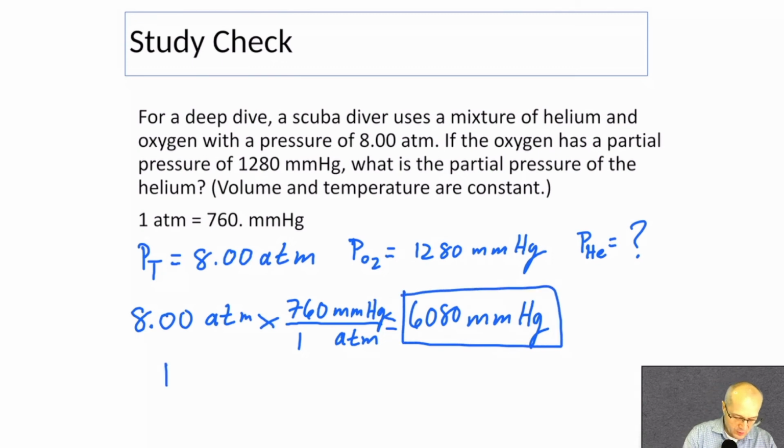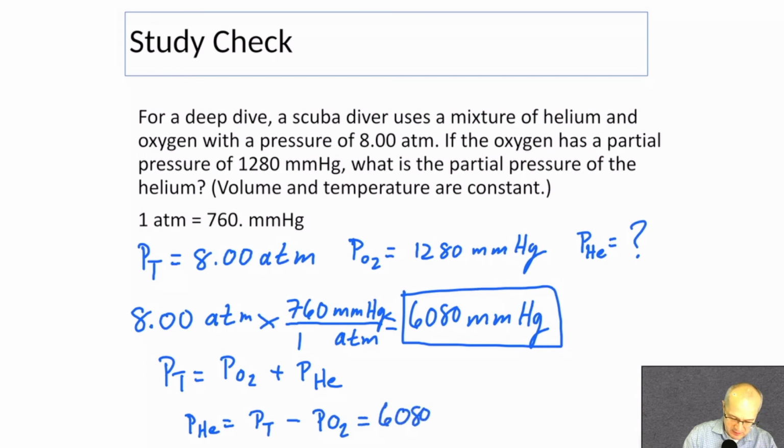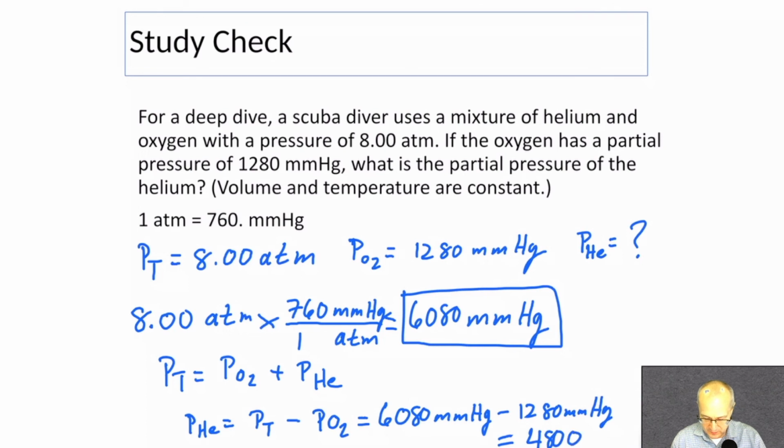P total equals PO2 plus P helium, right? He. So we need to know pressure of helium. So P helium equals P total minus PO2, which is going to be 6080 millimeters of Hg minus PO2, which is 1280. Final pressure is going to be 4,800 millimeters of mercury. There you go.